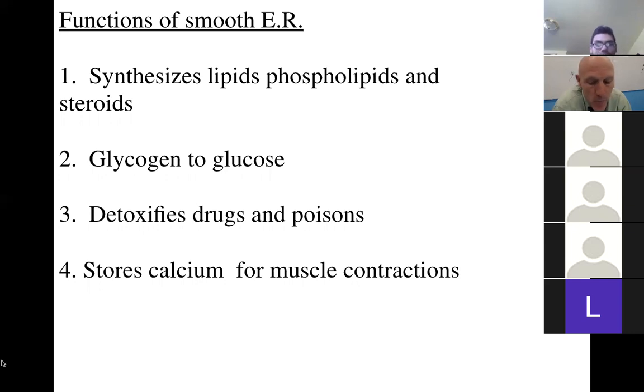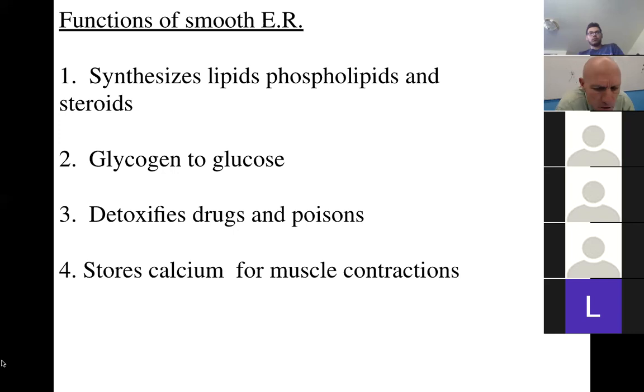And these guys do not make protein. They're going to do things like synthesize lipids. They're going to change glycogen into glucose. That should mean something to us, glycogen into glucose. Remember, glycogen is how we stored our sugar. We ate it as starch, and then we just convert it into glycogen. It's the same hexagons. It detoxifies drugs and poisons, and it stores calcium.